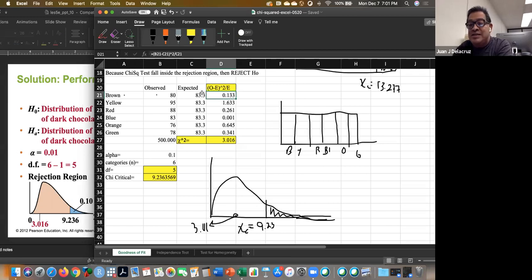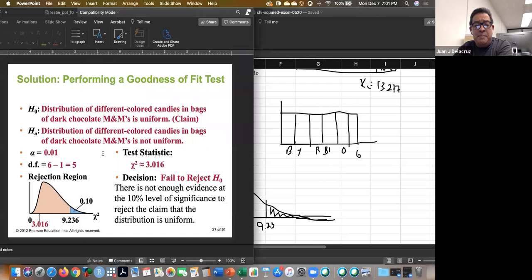Because the difference is always the same, and because it's a square, it doesn't make any difference, but you are dividing by something different. So please correct it. And in this case, we have a very clear case. We are claiming that the candies are uniform. So I open that bag, and I realize that they are not uniform.